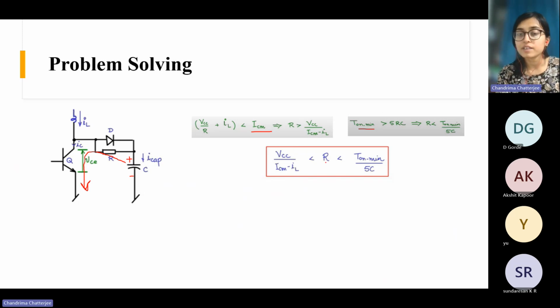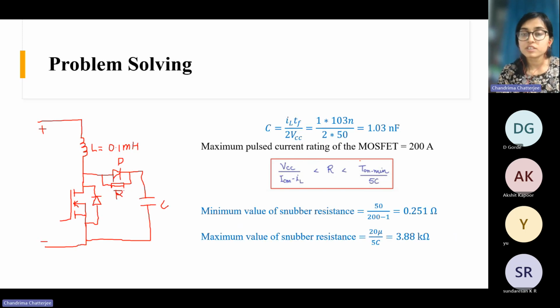From there you can find out this relation, and this is the minimum value and this is the maximum value. I have used these equations here, so the minimum value and the maximum value I have found out from the inequality.